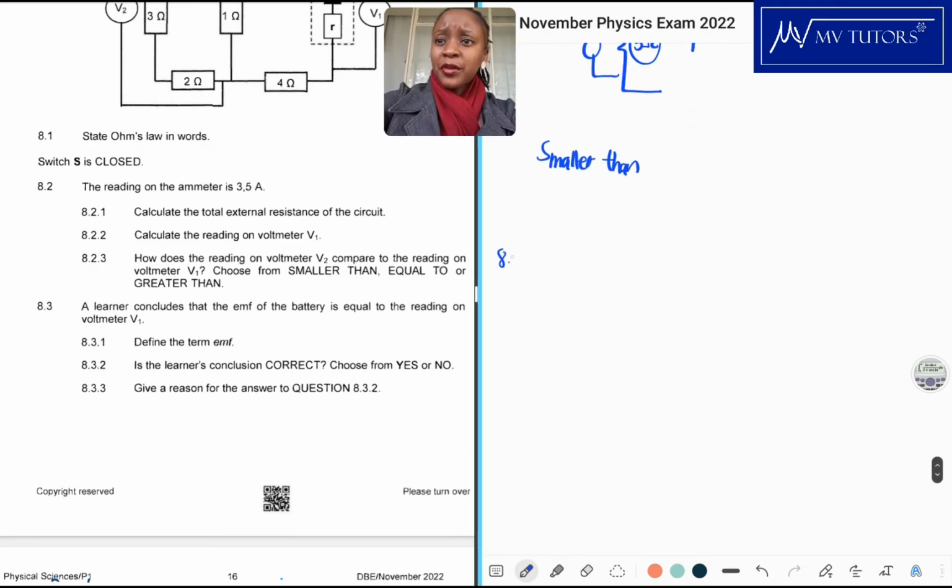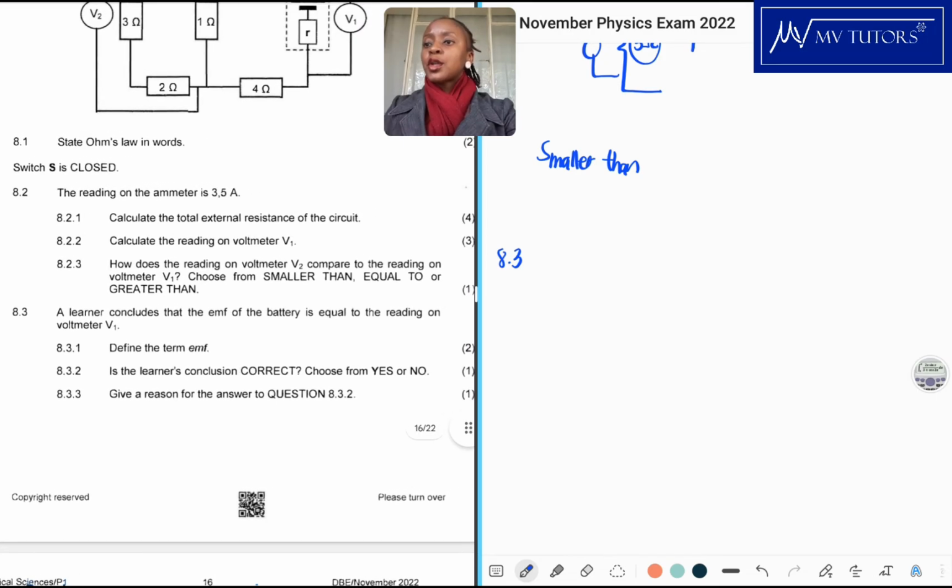Let's go to 8.3. A learner concludes that the EMF of the battery is equal to the reading on voltmeter V1. Is that true? Well, it depends. I see that 8.3.2 does ask if we agree or not, so we'll get there. Let's not jump ahead, but go to 8.3.1.